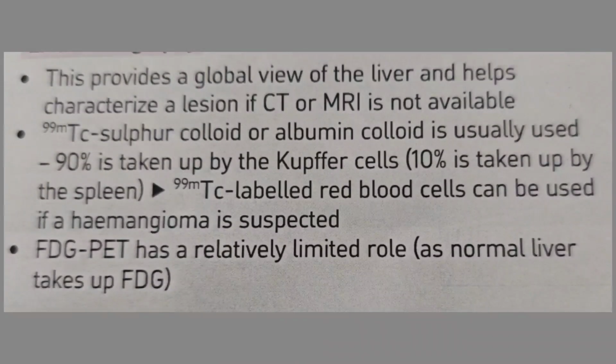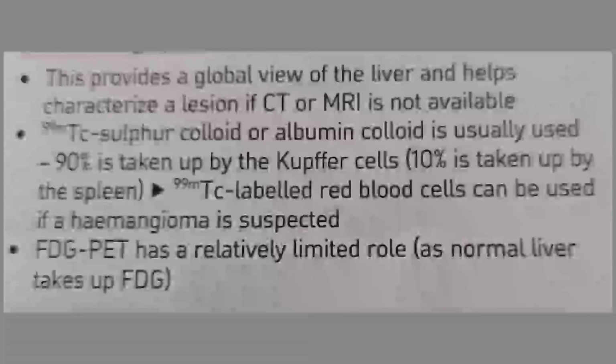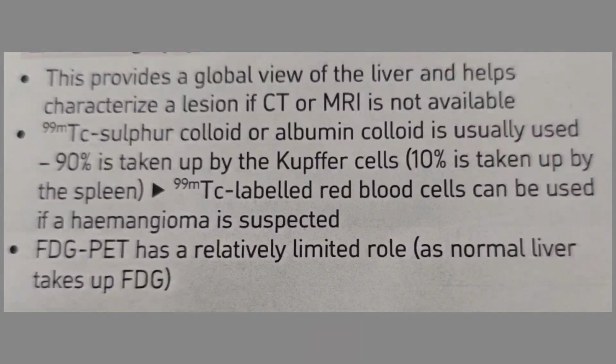As far as FDG PET is concerned, it has a relatively limited role because liver parenchyma normally takes up FDG, so it becomes difficult to pick up any pathology in certain cases. So liver scintigraphy is one of the available radiological imaging techniques which helps you detect pathology of the liver.